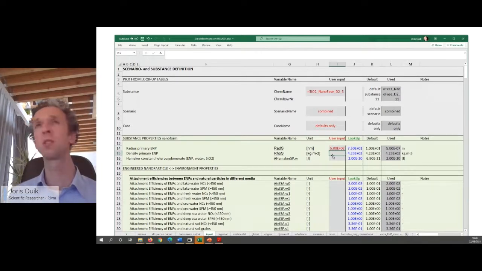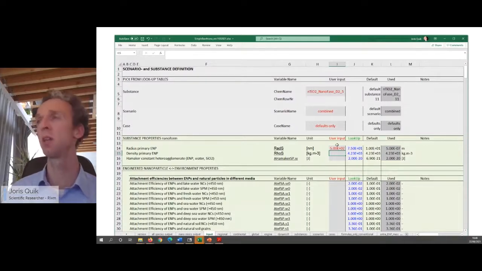The density, of course, is very important. It can be lower for a particle that is more complex, has other materials in it, has organic matter attached to it, and so on. So you can play with that.